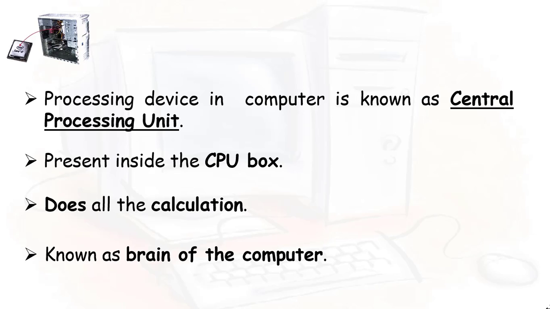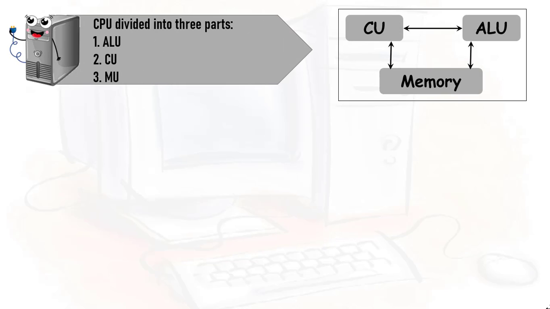As we saw previously, the CPU is the device which helps us to store, organize and change the input, right? So we can say that the CPU, the central processing unit, works as the brain of the computer system. Let us get into detail about the CPU. The CPU is divided into three parts: ALU, CU and MU. Let us see the ALU, CU and MU in detail.